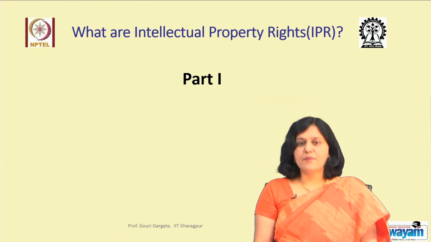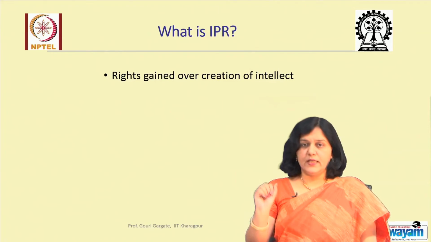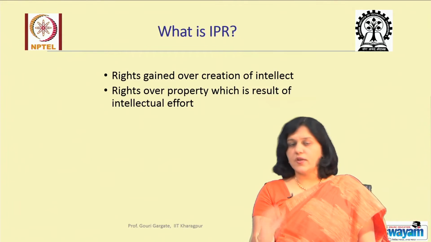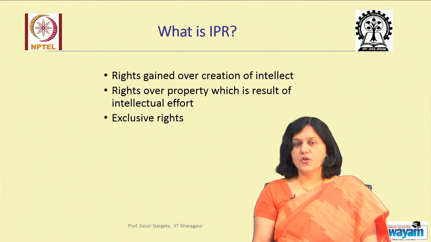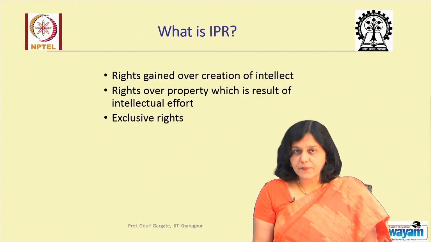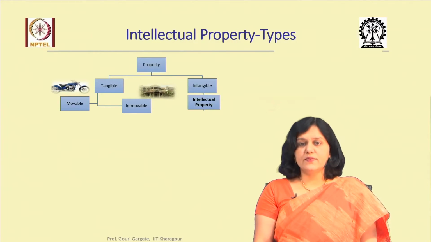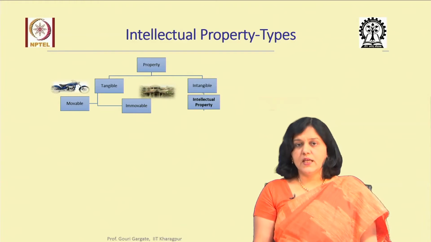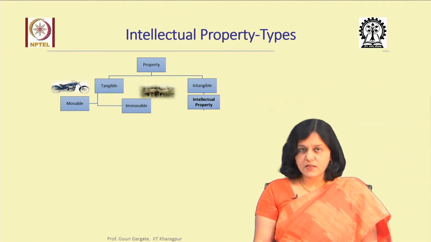Coming back to what is IPR, these are rights gained over creation of intellect. These rights over property are the result of intellectual efforts. These IPR provide exclusive rights. So, what are the types of IPR? As per the classification of property, we have seen that property is divided into two main types, tangible and intangible. We have seen in detail in the earlier module what is tangible and intangible, right?